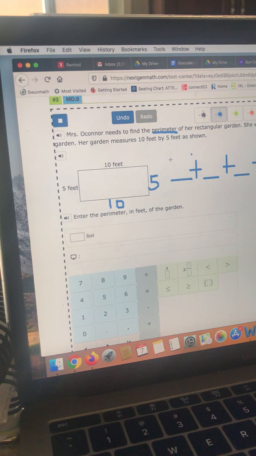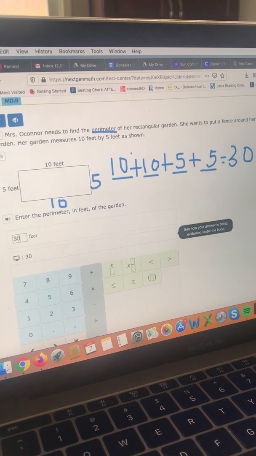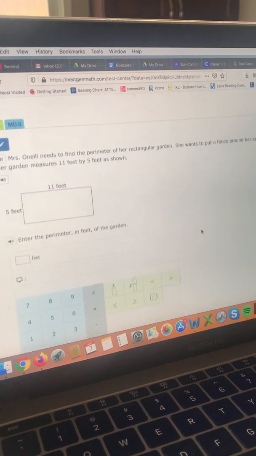So then I go back here and I put my lengths, I label it 10 plus 10 and then 5 plus 5. Okay, 10 plus 10 is 20, plus 5 more is 25, plus another 5 is 30. My answer is 30 feet. Then I click stop using the pen and type 30. And I already have the measurement unit listed for me. Very easy. Okay, let's move on to problem number 4.